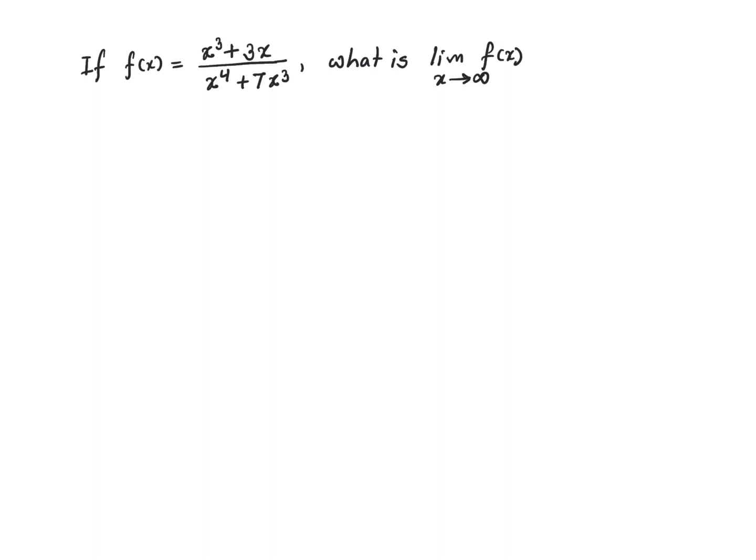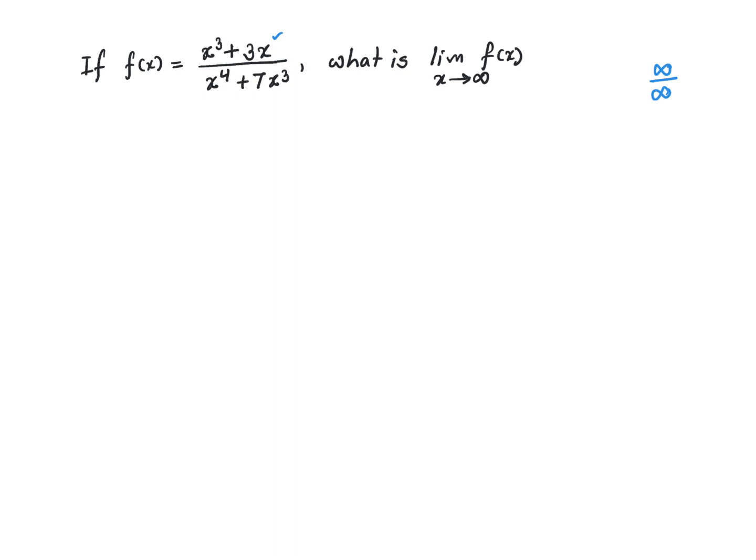In this video, I'm going to find the limit of this rational function as x approaches infinity. The function is x cubed plus 3x divided by x to the power 4 plus 7x cubed. If I apply the quotient rule for a limit, we land with a situation where we have infinity over infinity, so that doesn't really help.